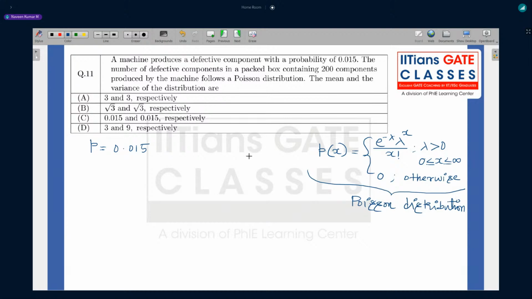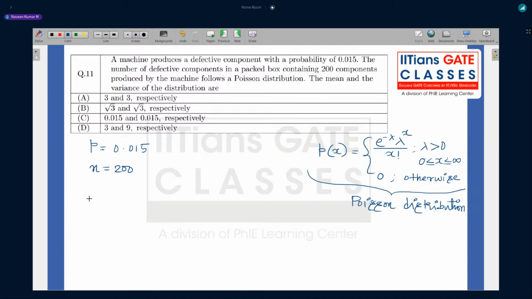Now we have written the Poisson distribution, and we have been given the probability and the number of components. We have solved such questions in our class also. Here they're giving an n value, which is 200 components. Generally, n will be a very large number and p will be a very small number. Now they're asking the mean and variance of the distribution. What a simple question it is.